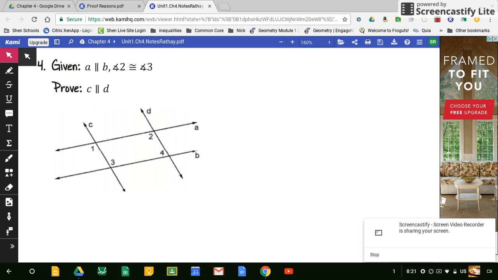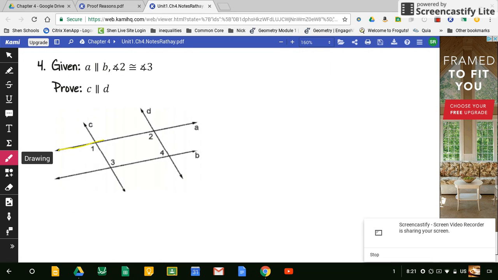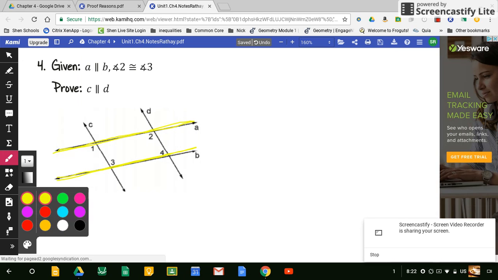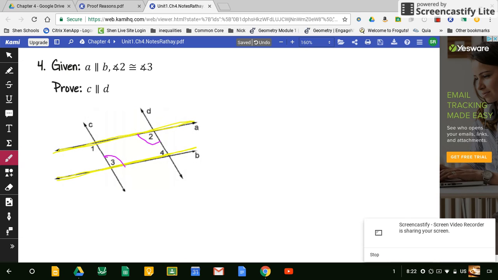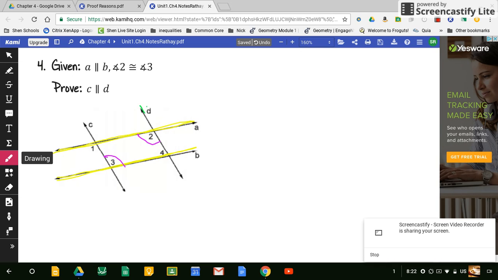All right, last one. We have A is parallel to B. That's given. And it's also given to us that angle 2 is congruent to angle 3. And although both of those angles are on yellow parallel lines, they are not connected by a transversal. When we are given that those yellow lines are parallel, we have our 4 angle relationships, but they have to be on the same transversal.